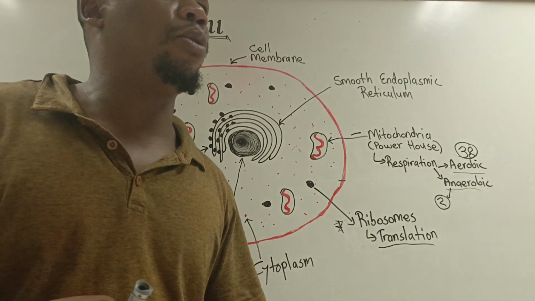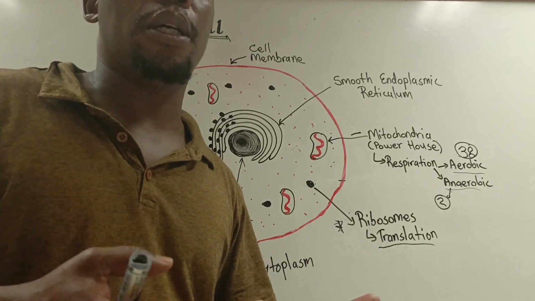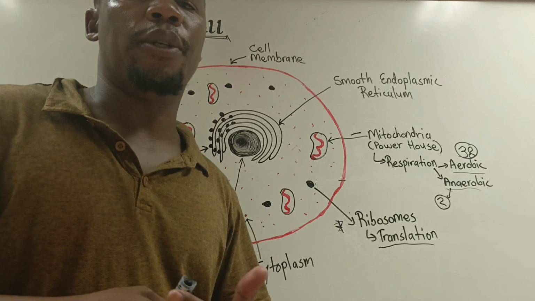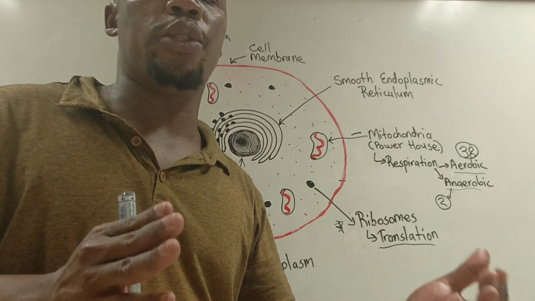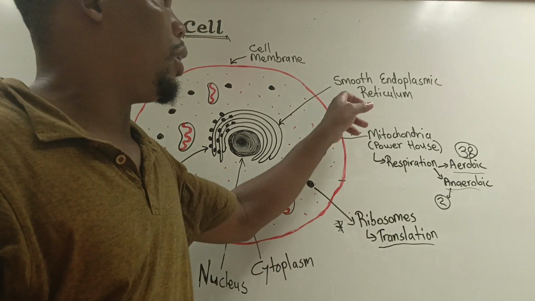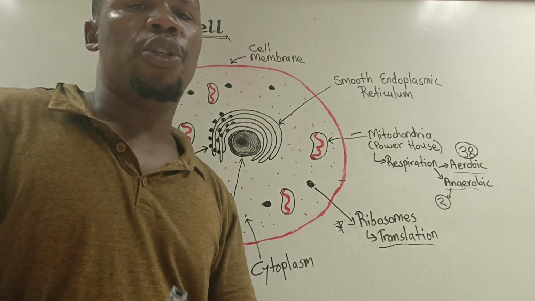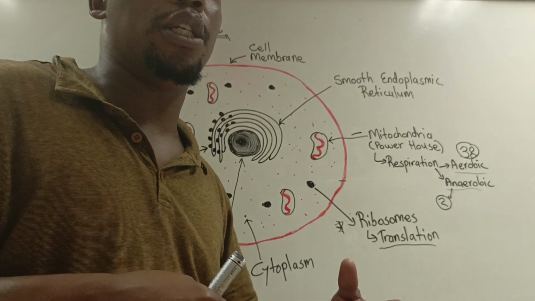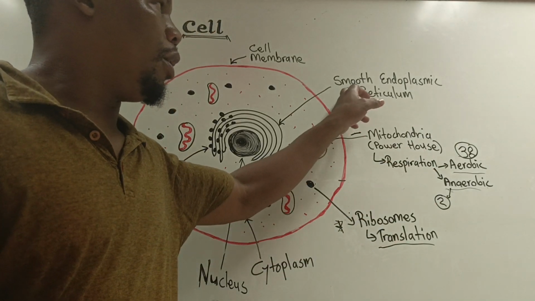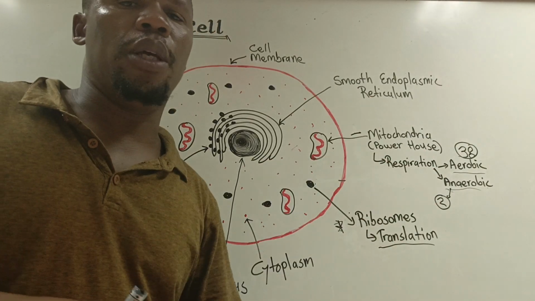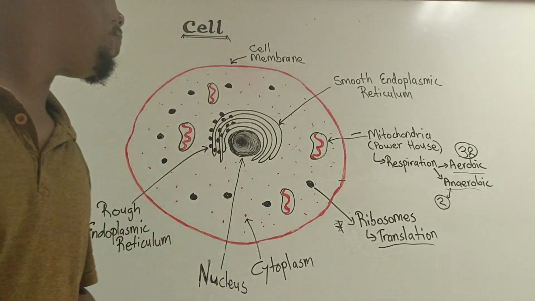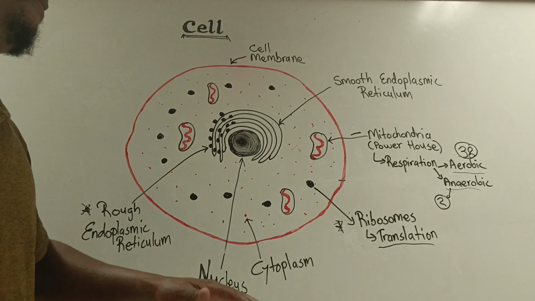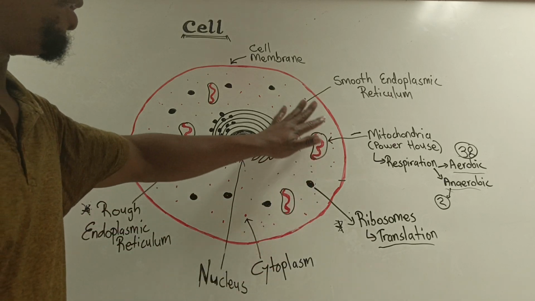Functions of the liver. The liver detoxifies toxins, harmful substances in the body. The process of detoxification is smooth endoplasmic reticulum. So which organelle in the liver is responsible for detoxification? Ke ke ke smooth endoplasmic reticulum. Yeah.